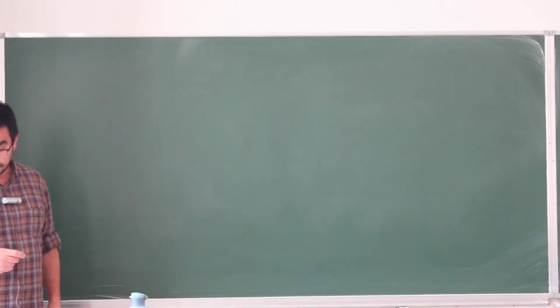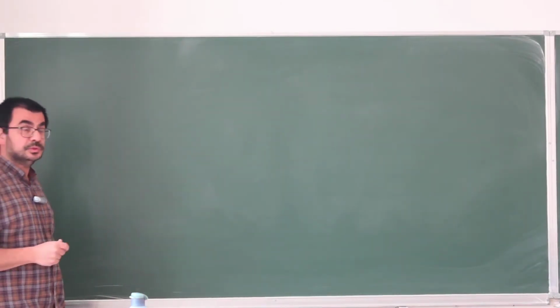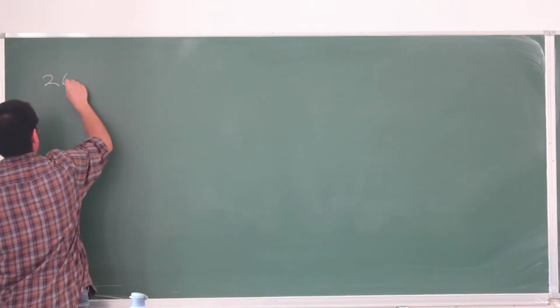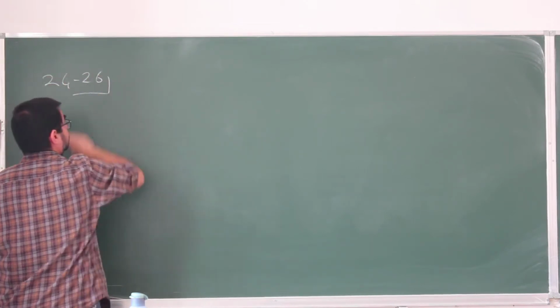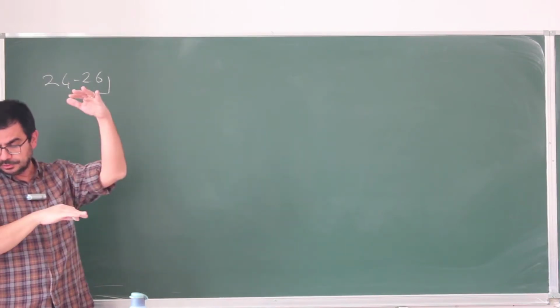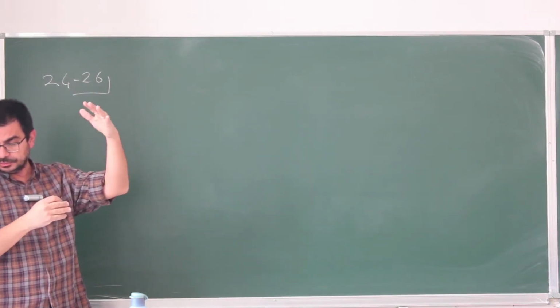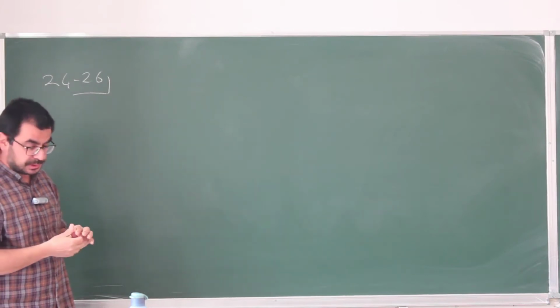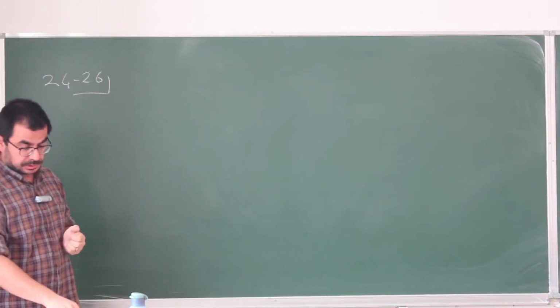So in this video, I'm going to look at problem 26 from chapter 24. In this problem, we have three plates that are parallel to each other, and they have some separations, and a voltage source is connected to them. So these plates form some capacitor. So let's first draw this.